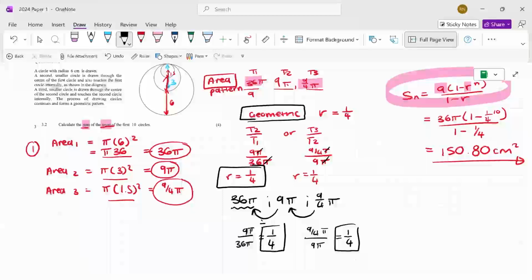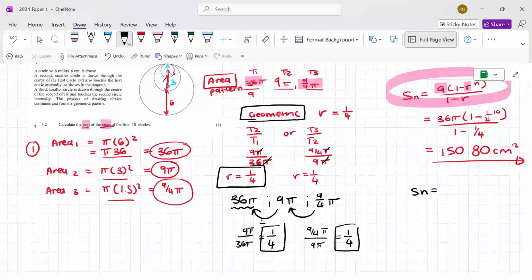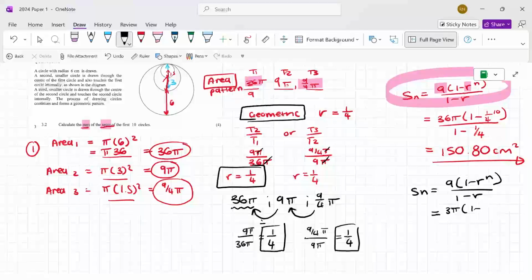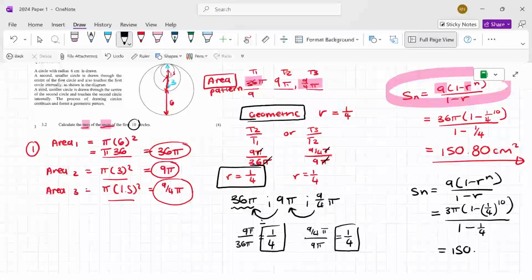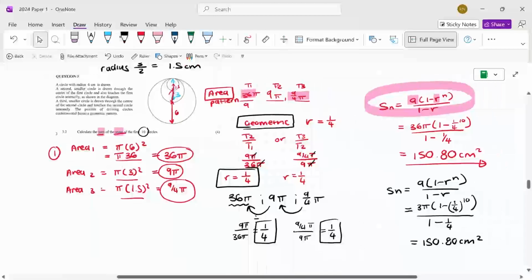I know the sum formula for a geometric pattern. I know that it is Sn equals a times 1 minus r to the power of n, over 1 minus r. I know that my a now is 36 pi, r is 1 over 4, and I know n is 10 because they asked for the first 10 circles. That's how many there are. So I'm adding the first 10 terms, and this gave me 150.80 centimeters squared. Okay, so that's how we did this kind of question.